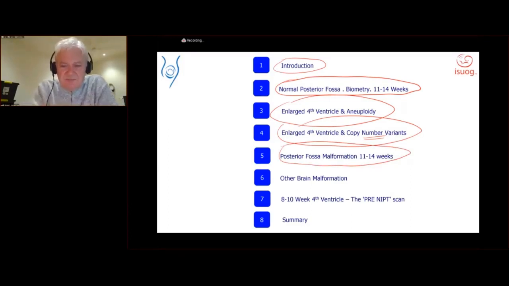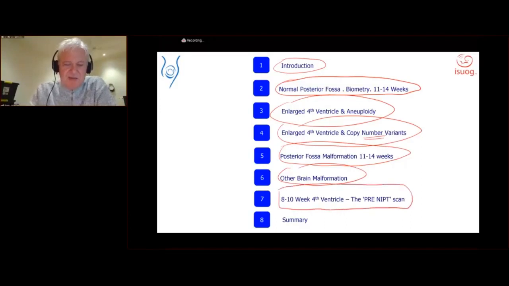I'll then touch on other brain malformation, and the new and exciting era is the 8 to 10 week scan, particularly with respect to the fourth ventricle, because we draw blood for free fetal DNA at 10 weeks of gestation, and we are identifying a cohort of fetuses at 10 weeks with a dilated fourth ventricle, and I'd like to share that with you. And then I'll finish up with some summary and some comments.